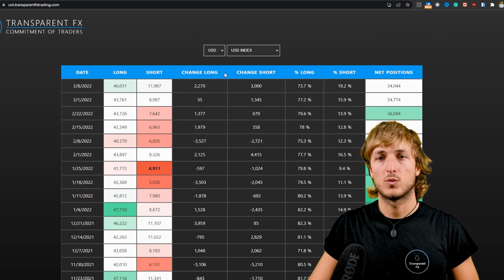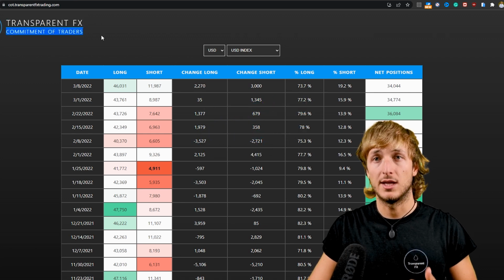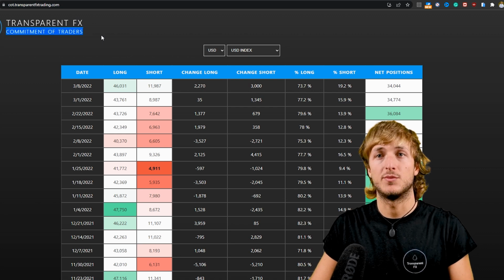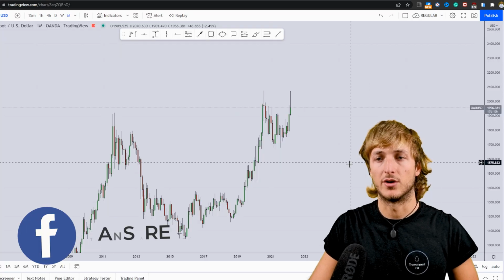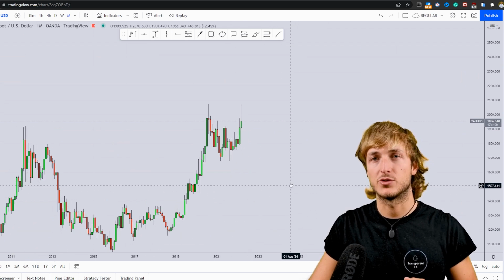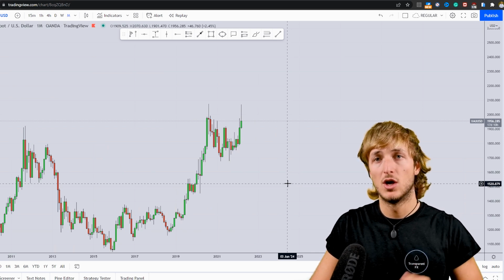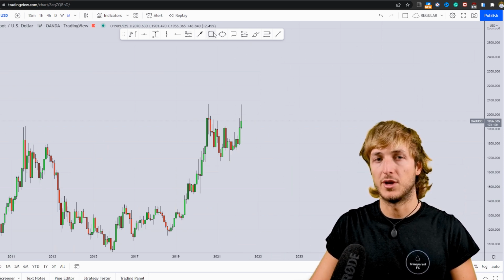We will also check what we have when it comes to the commitment of traders, so the COT data, which is what the non-commercials, so the biggest speculators in the market are doing. And by the end of the video, by using the combination of these two different types of analysis, we will try to understand where we have the highest probabilities for a potential move here on the pair.